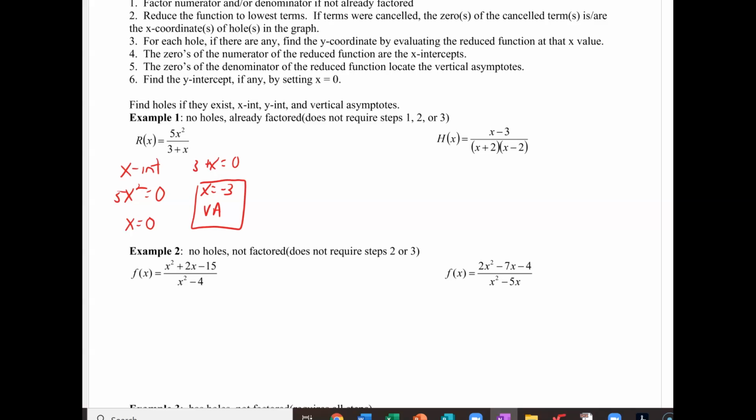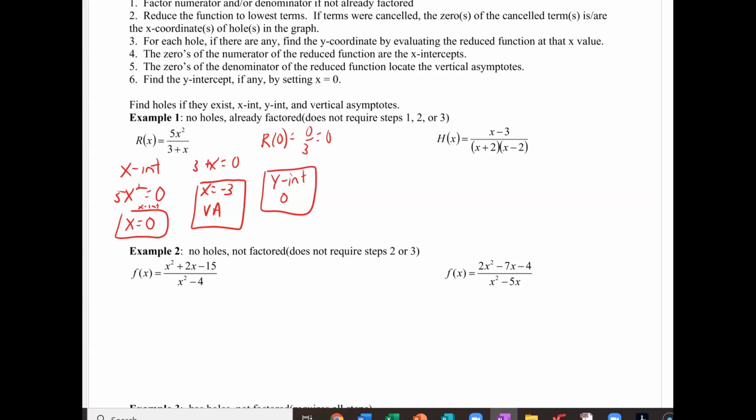So we've got our vertical asymptote, we've got our zeros or x-intercepts, and now the only other thing is to find the y-intercept, which is to find r of 0. And r of 0 is 0 over 3, which is also 0. So the y-intercept of this one is 0. Okay, this is the x-intercept.